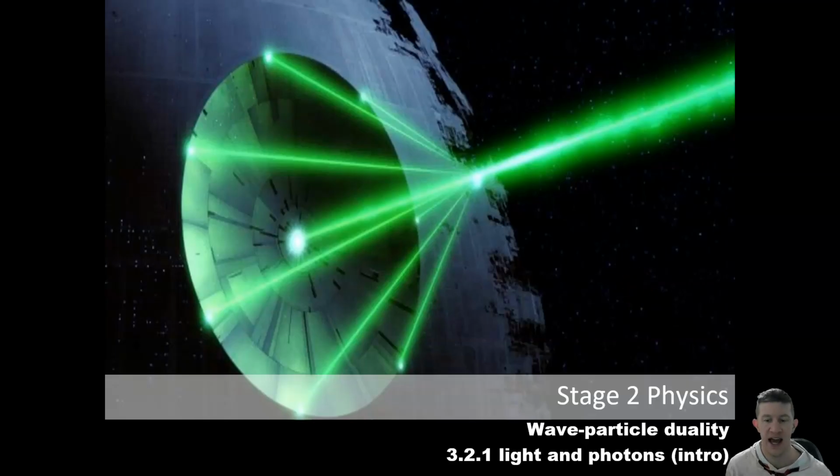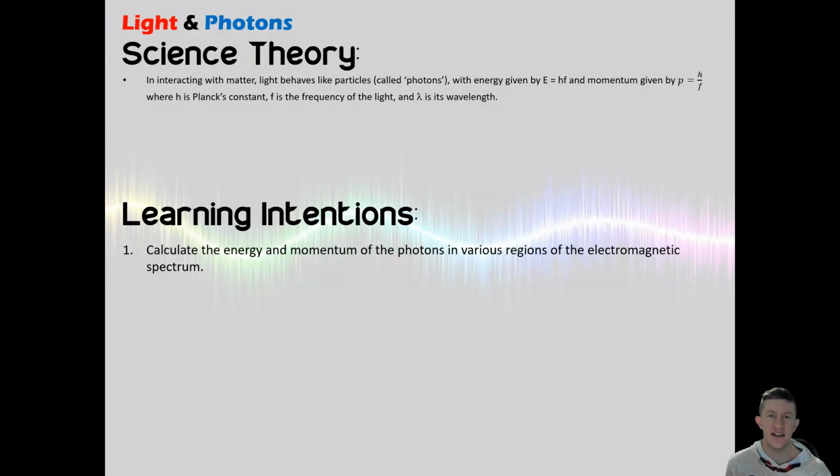In this video, we're looking at the wave-particle duality, and we're really looking at the intro to light and photons. So the science theory for this lesson is that interacting matter, light, behaves like particles, which we call photons, with a certain energy given by E equals hf, and a momentum P equals h over lambda, where h is Planck's constant, f is the frequency of light, and lambda is wavelength. The key learning intention for this lesson is to calculate the energy and momentum of photons in various regions of the electromagnetic spectrum.